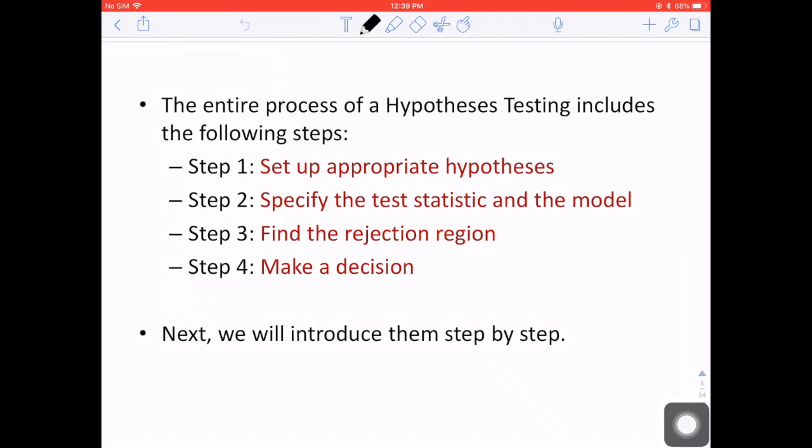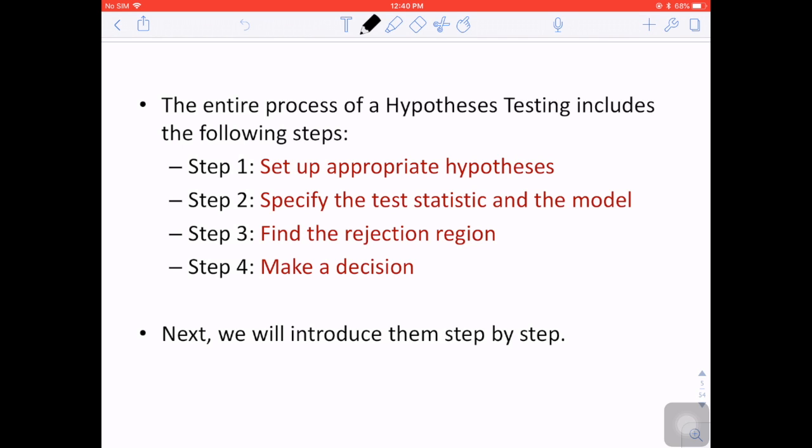In the previous video, we had a brief idea of hypothesis testing. Actually, the entire process of a hypothesis testing includes the following steps. In the first step, we need to set up an appropriate hypothesis. In the second step, we have to specify the test statistic and the model. And then we need to find the rejection region and make our final decision. So we're going to take a look at those steps one by one.